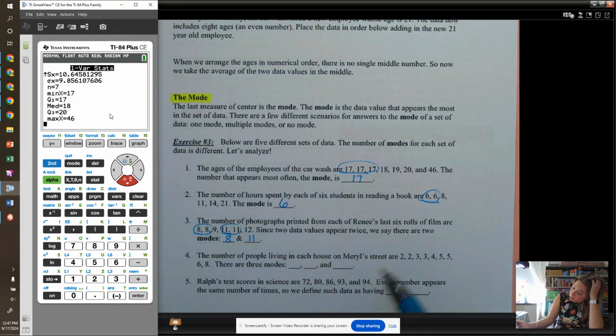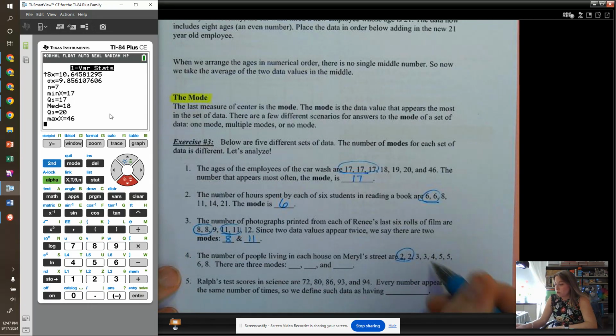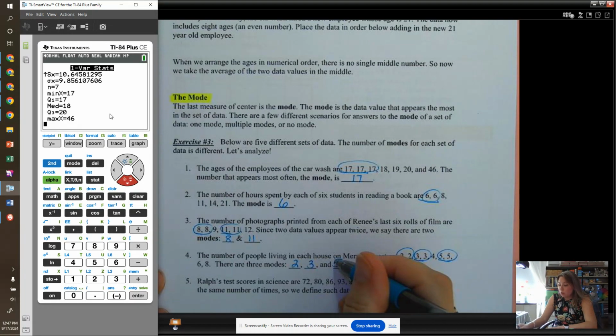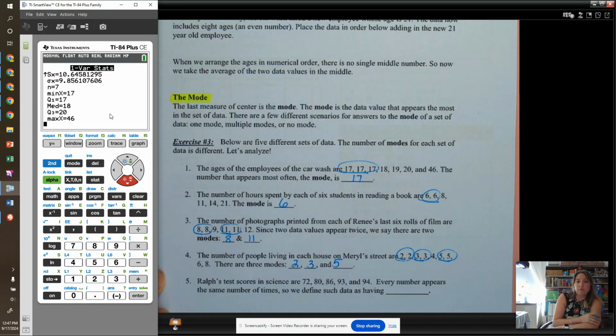Ooh, how about the number of people living in each house on Merrill Street? 2, 2, 3, 3, 4, 5, 5. Whoa! 2 is used twice. 3 is used twice. 5 is used twice. This has 1, 2, 3 modes. 2, 3, and 5. Now the last one, we're back to Ralph.